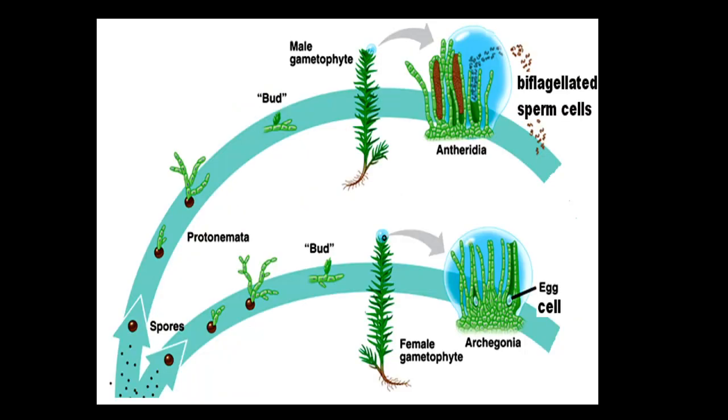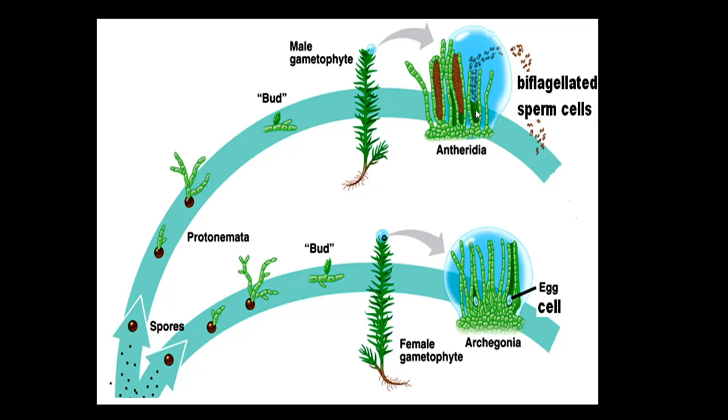So this is what I was talking about, just illustrated in a diagram form. So the spores will become protonemata. Protonemata will produce buds. Okay, those buds will grow into the proper gametophytes. If it's a male, it will produce this kind of antheridia at the top. If it's a female, it will produce this kind of archegonia on the top. So that's what the antheridia looks like.